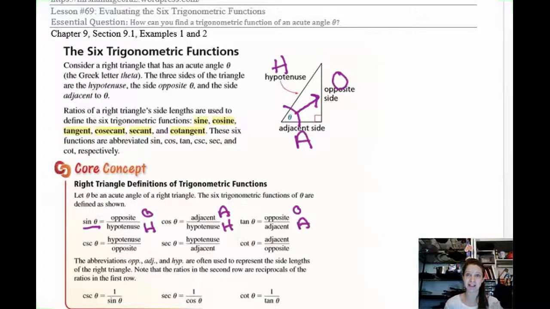These next 3 are just reciprocals of sine, cosine, and tangent. So we have cosecant, and that's hypotenuse over opposite. You see it's the reciprocal of sine. We have secant, which is hypotenuse over adjacent, that is the reciprocal ratio of cosine, and cotangent, which is adjacent over opposite.